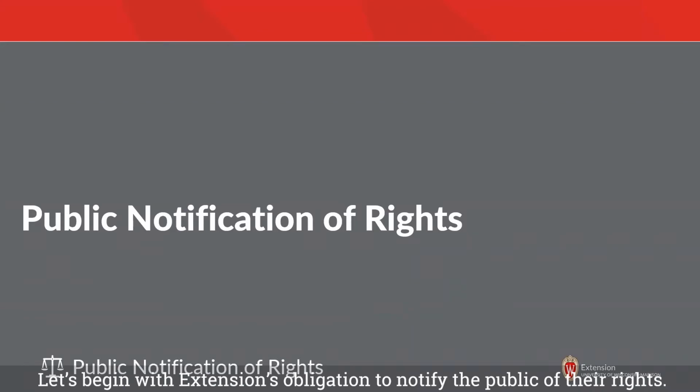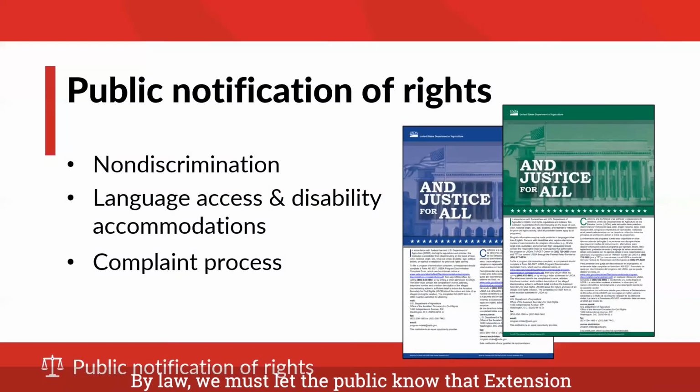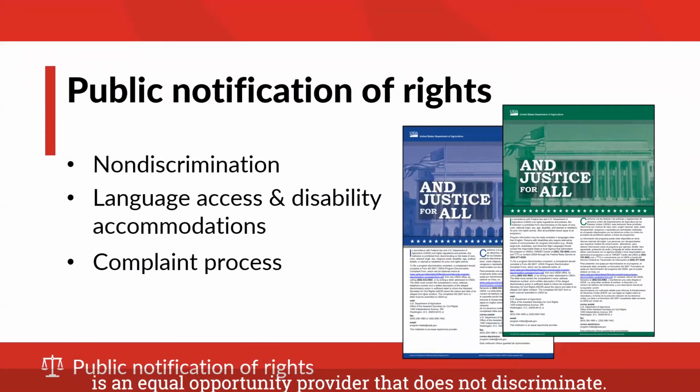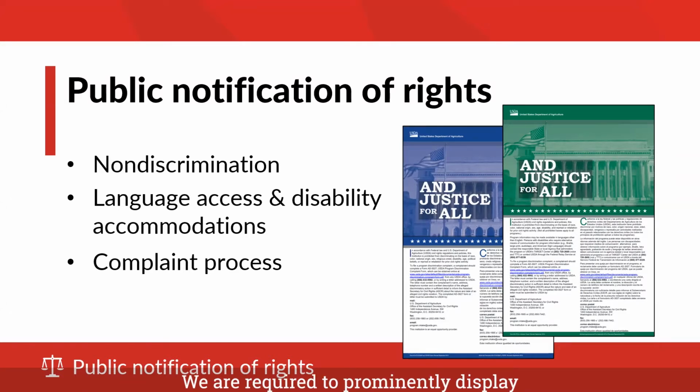Let's begin with Extension's obligation to notify the public of their rights. By law, we must let the public know that Extension is an equal opportunity provider that does not discriminate. We are required to prominently display the "And Justice for All" posters shown here wherever Extension work is carried out, including local Extension offices and other locations where programs are delivered. The blue version of the poster, which is on the left, is for FoodWise. The green version on the right is for all other Extension programming.